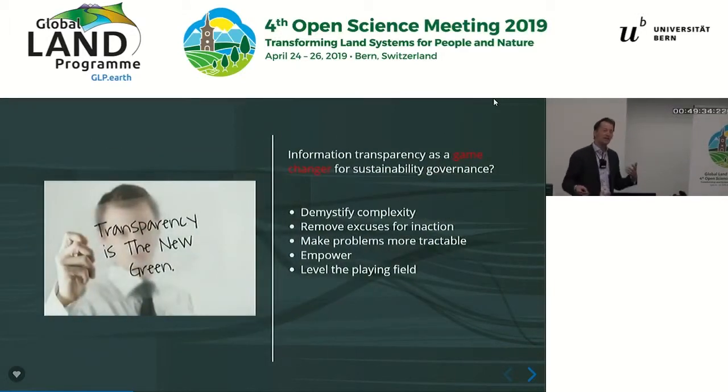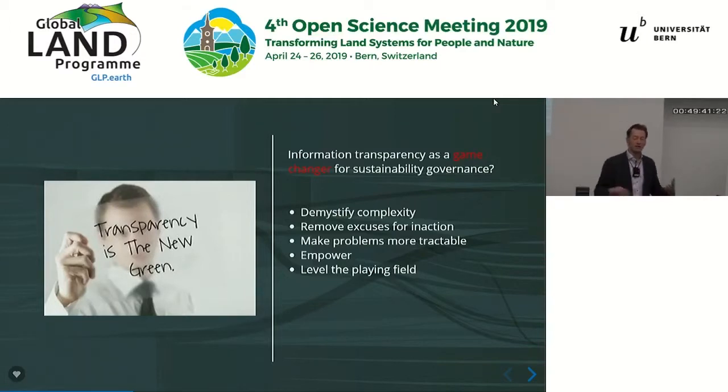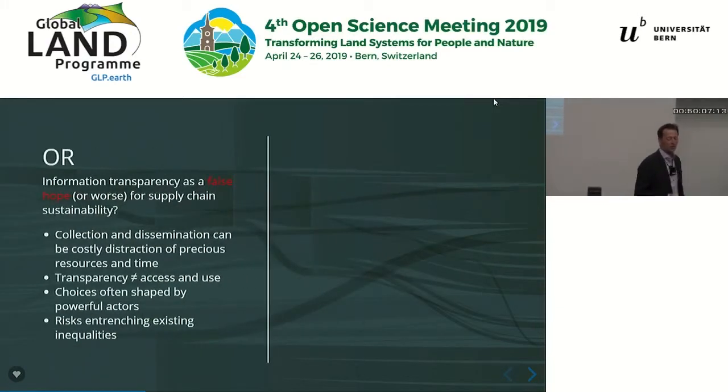So transparency in this context in sustainability quickly adopts a mantle similar to sustainability itself. Is it a game changer? There is a huge amount of expectation, hype if you like, that transparency can help demystify complexity, and certainly it can and is needed for that. It can also remove excuses for inaction. The world is too complex. We can't do anything about it. It makes problems more tractable, and it can empower more vulnerable actors who have access to information that they didn't have, thereby leveling the playing field.